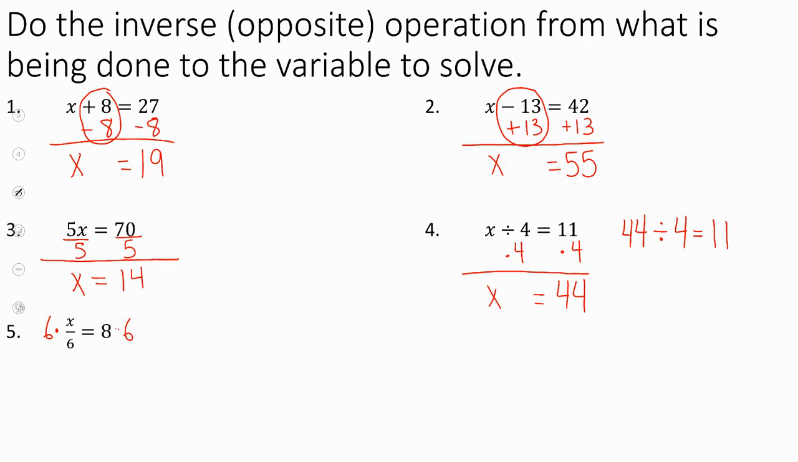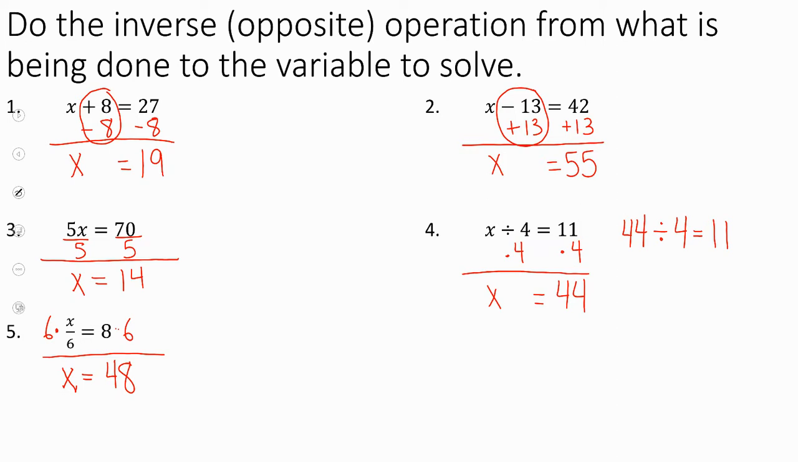So multiplying by 6 on each side, and we're going to get that one idea on the left side here because we have 6 divided by 6 really is what's happening. So that's going to leave us with just x, and that is going to be equal to 8 times 6, which is 48.